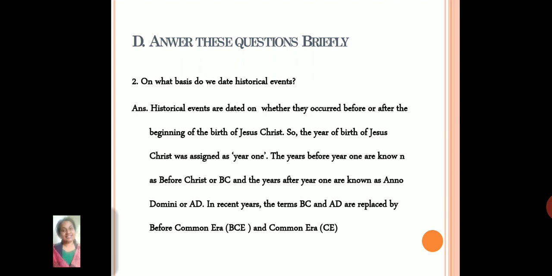Alright. This is again a very easy question. On what basis, copy the second question from the textbook. On what basis do we date historical events? Now what does this question mean? It means how do we write the years, on what basis do we decide which year comes first and which comes later.